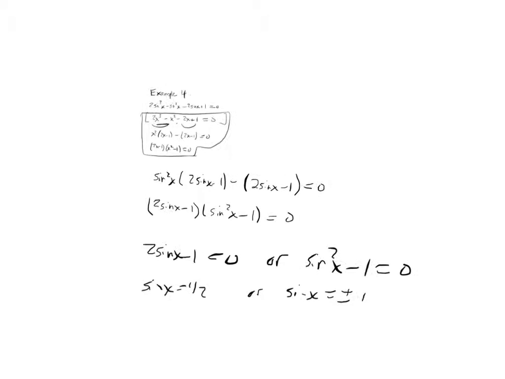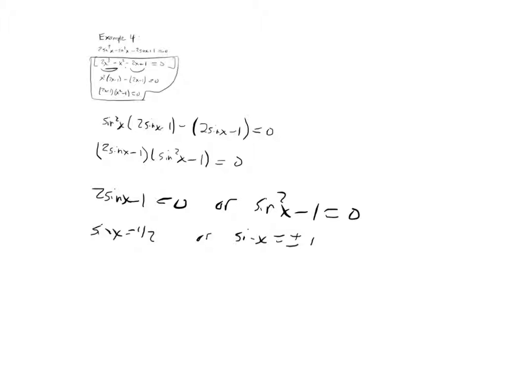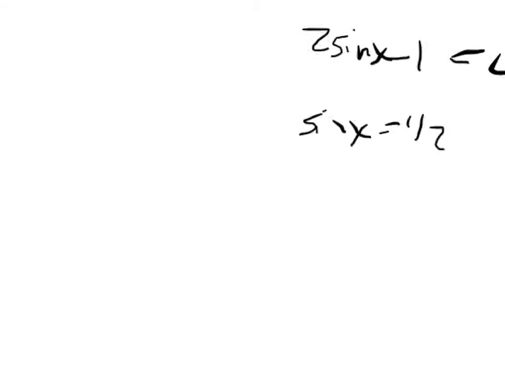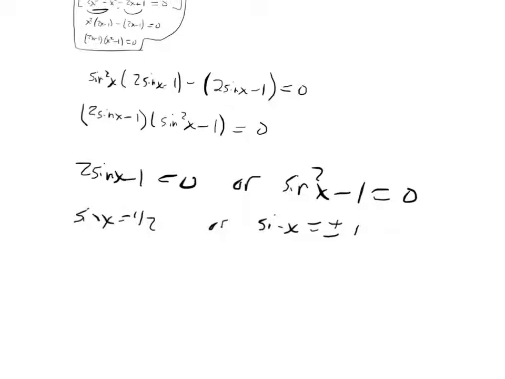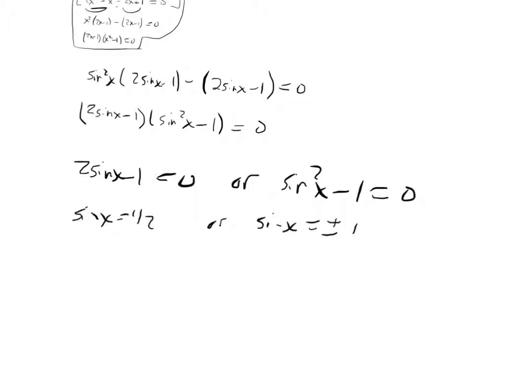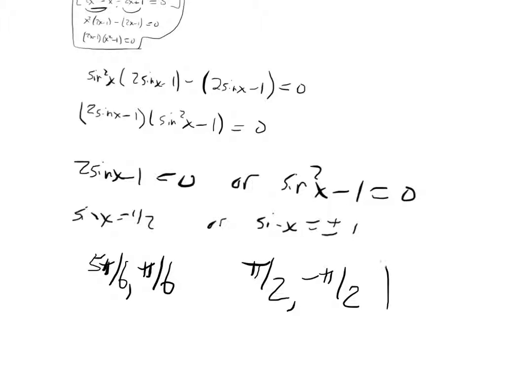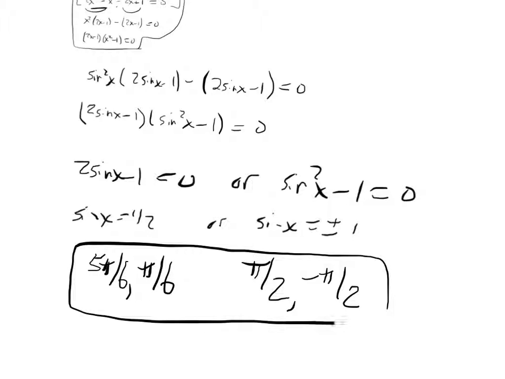And then I can actually answer this question pretty simply. Where does sine x equal 1/2? That will be at 5 pi over 6, or pi over 6. And where does sine x equal plus or minus 1? Between 0 and 2 pi, at pi over 2, or at negative pi over 2. So I get 4 solutions.